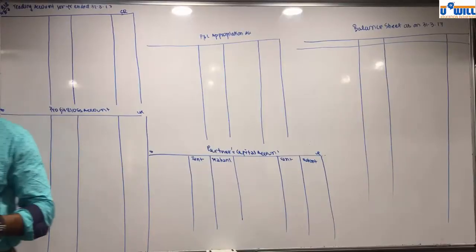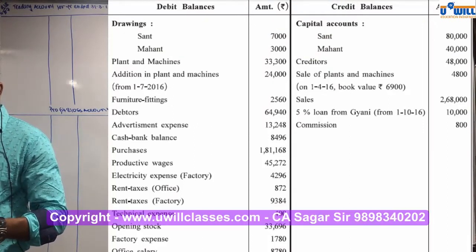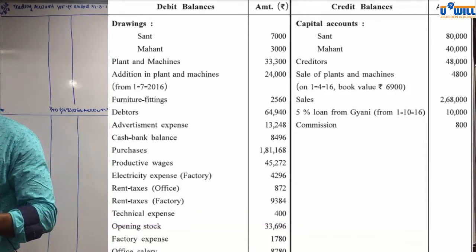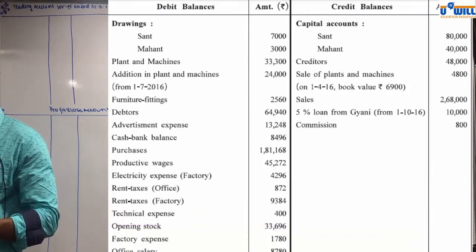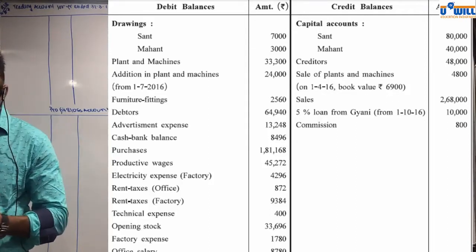Question number 18, page number 87. Sant and Mahant are partners of a firm sharing profit and loss in the proportion of 3:2. From the trial balance of 31.3 and adjustments, prepare final accounts. Now, drawings and capital will go to the capital account.